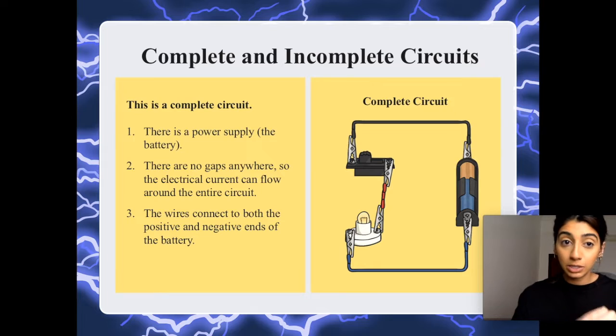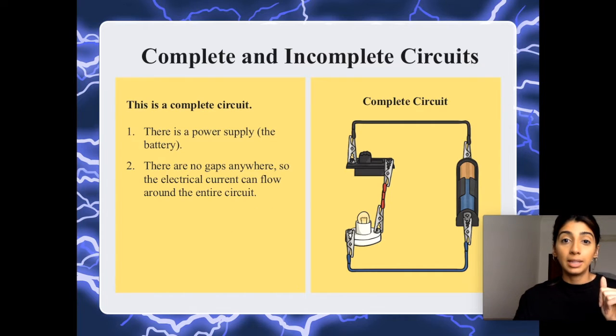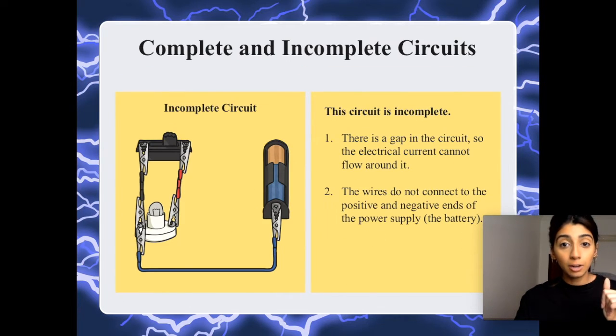This is a complete circuit. It has a power supply. There are no gaps. And the wires are connected both on the positive and negative side of the power supply. This is incomplete because there is a gap. The wires are not connected to both the negative and positive ends of the battery.